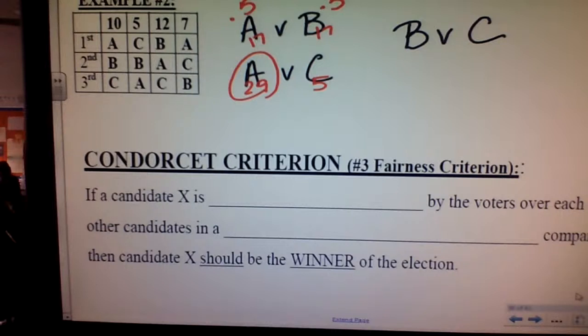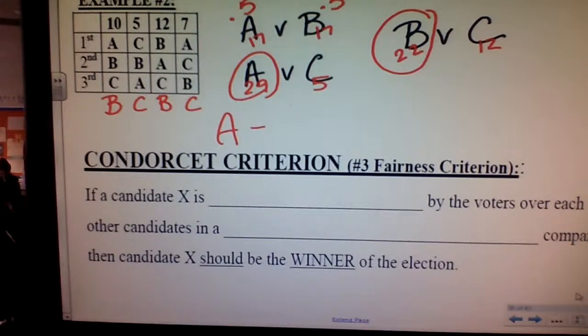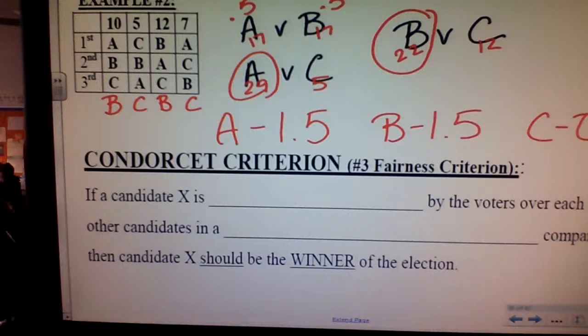And finally, the last one, B versus C. This was B, C, B, C. So it was 22 and 12. So when I added these up, A should have had what? 1.5. 1.5 for B. And 1.5. C gets 0. So if you had to rank them, you would say A and B tied for first, and C would come in second.